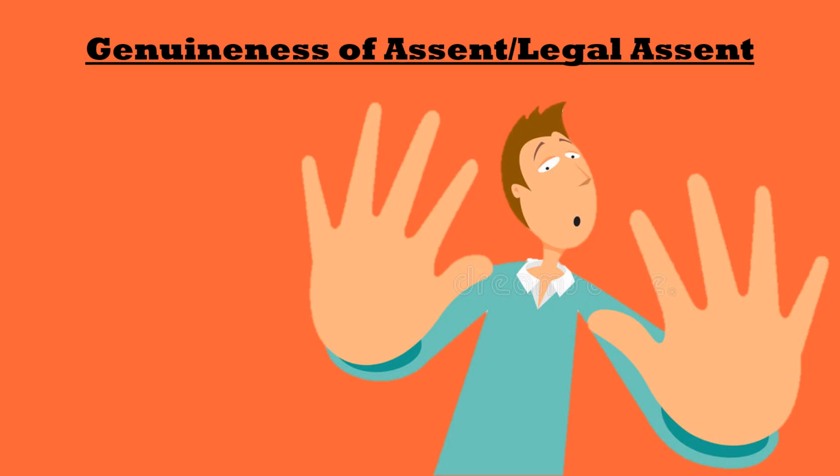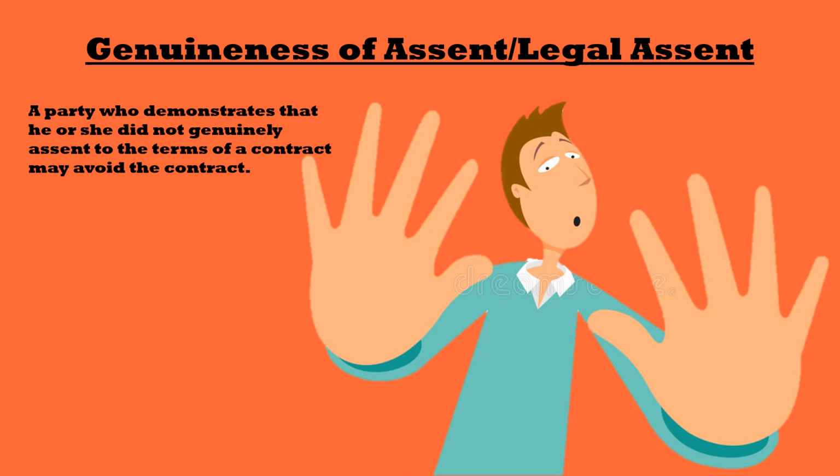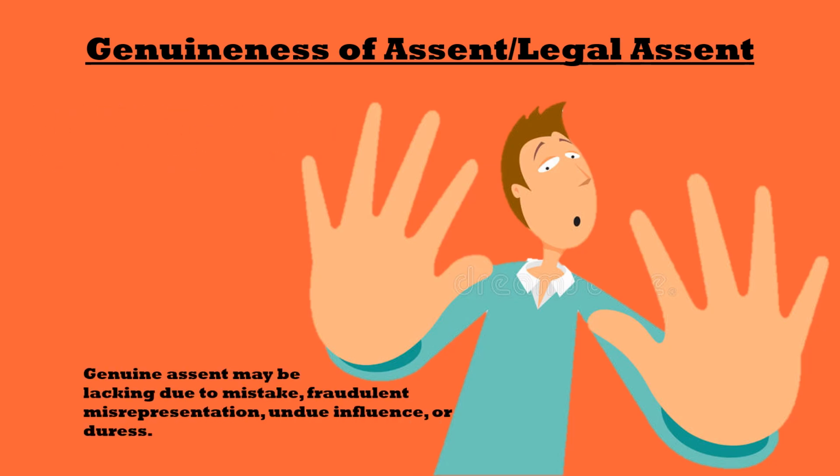Now we start off with genuineness of assent, also called legal assent. A party who demonstrates that he or she did not genuinely assent to the terms of a contract may avoid the contract. Genuine assent may also be lacking due to mistake, fraudulent misrepresentation, undue influence, or duress.